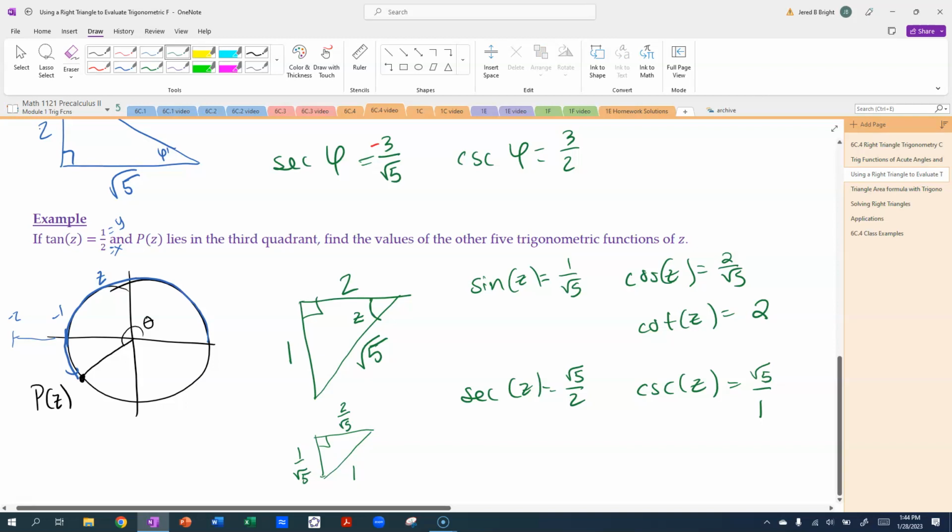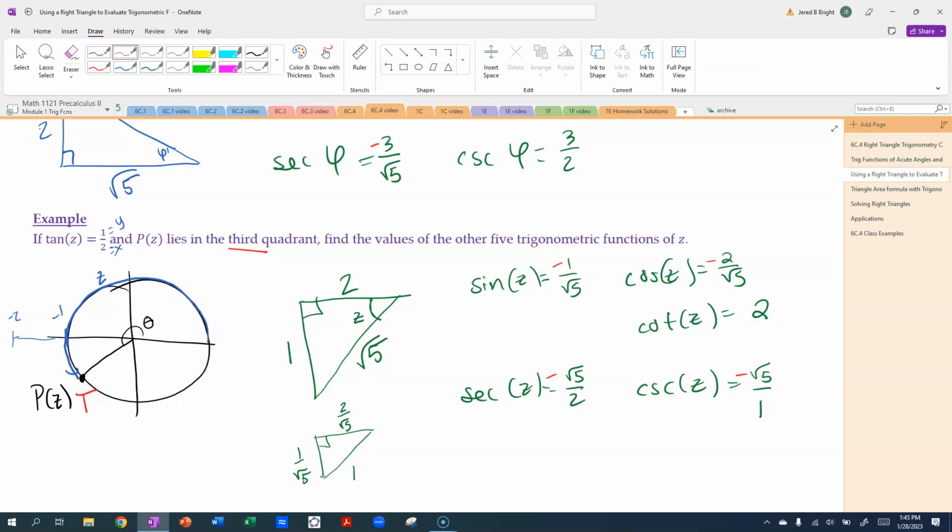Okay, and all of our definitions still hold, right? In this smaller triangle, sine of z is now just opposite 1 over square root of 5 over 1, right? And so everything ends up being the same, okay? There is still a mistake that I have made, and that is I haven't taken the quadrant into account, right? So P of z is a point in the third quadrant where tangent and its reciprocal are positive. So the others need to be negative, okay?